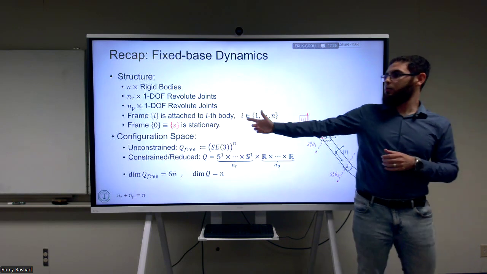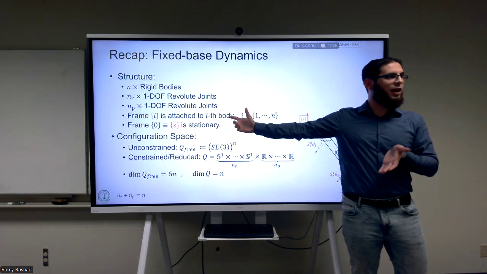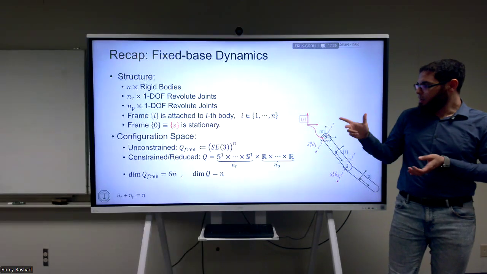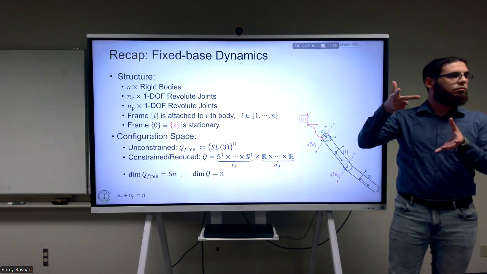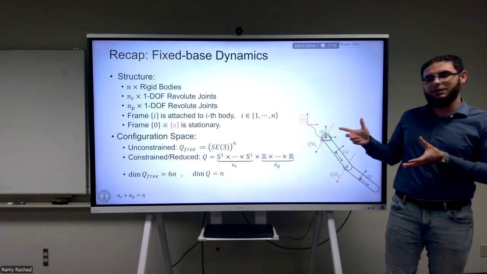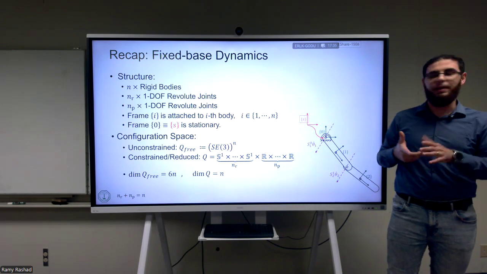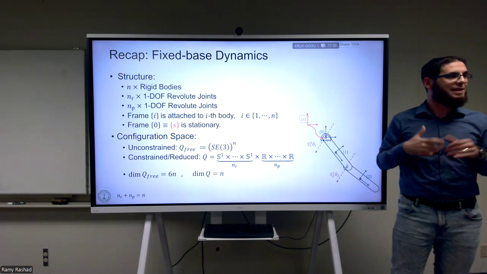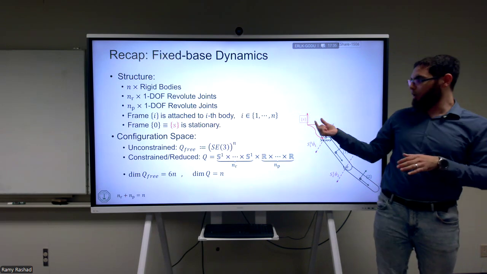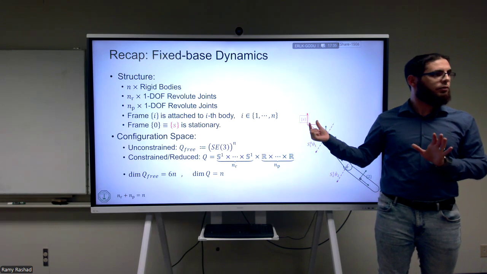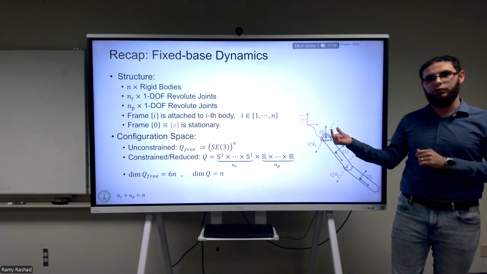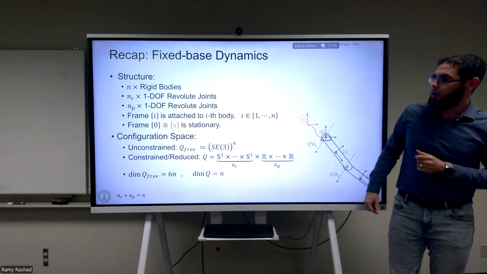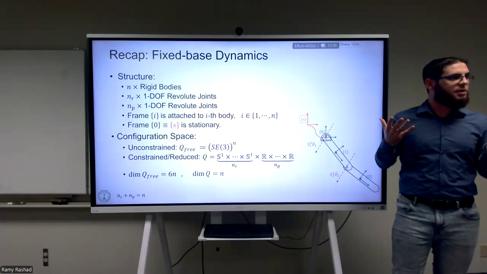We attach a body-fixed frame, which we call frame i, to the ith body, and we have bodies from 1 to n. The frame 0 we attach to the base, and we consider that this base is usually fixed. So this is the fixed base, and the 0 frame is the S frame, the stationary frame. From now on, we're going to call it the S frame, which is what we usually call the 0 frame.